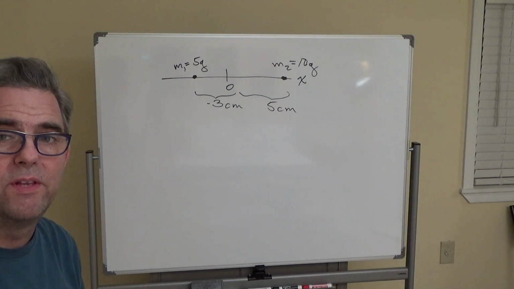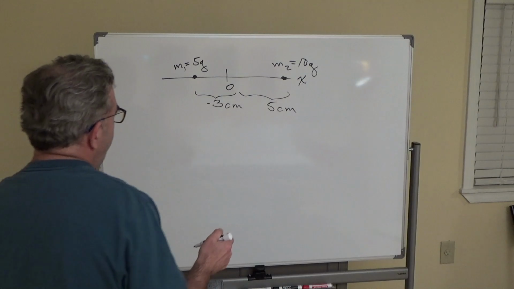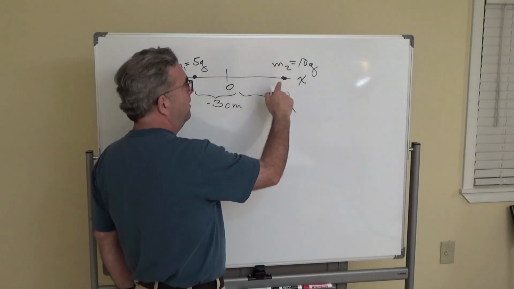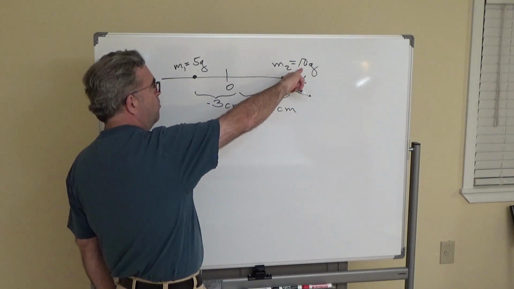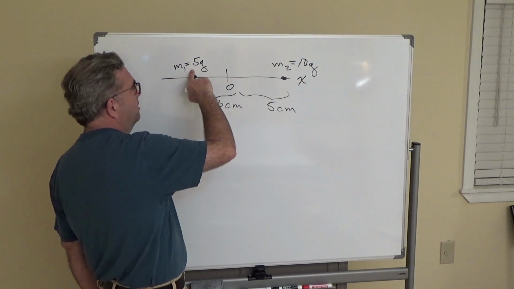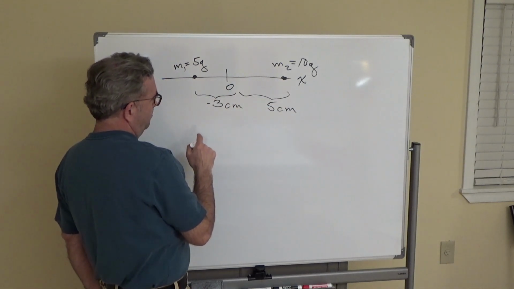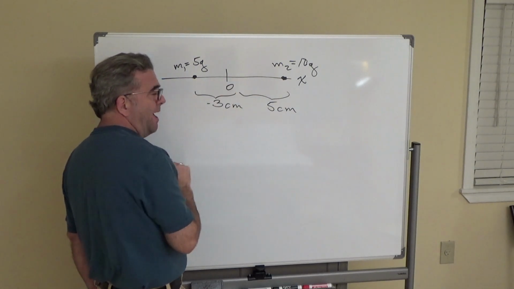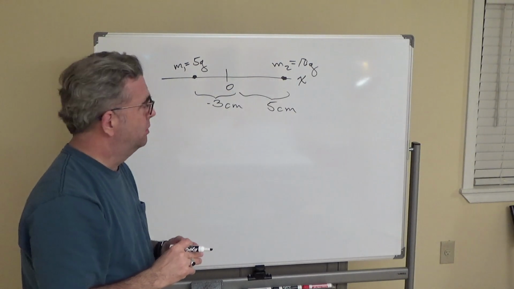So we've got two objects on the x-axis, a 5-gram object, a 10-gram object, and we want to find where this center of mass is. So you can imagine it's like a little dumbbell, and it's not equally weighted. This has twice the mass of this one, and we want to find where that balance point is. What you do is you take a weighted average.